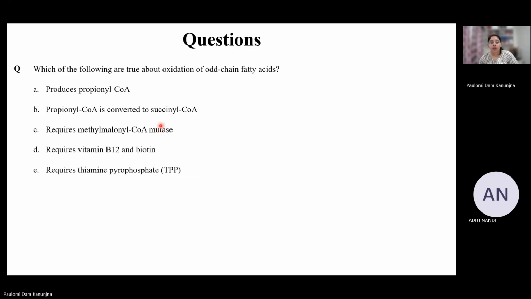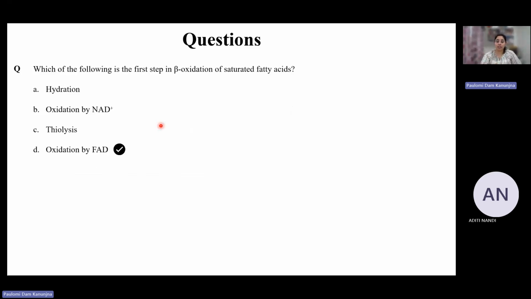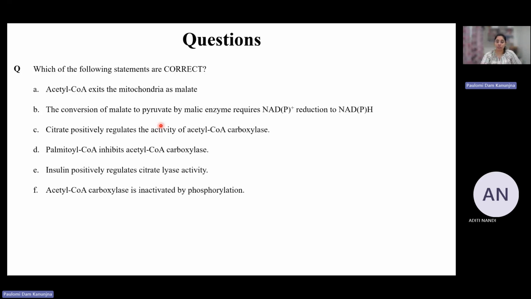ABD. Okay, C also. I will show you the slide once again. So A is correct, it produces propionyl coenzyme A, which finally goes to succinyl coenzyme A. C is also correct. We have this enzyme, I will show you in a while. And D says it requires vitamin B12 and biotin. And E, TPP does not take part in fatty acid biosynthesis or oxidation. We have already established this.